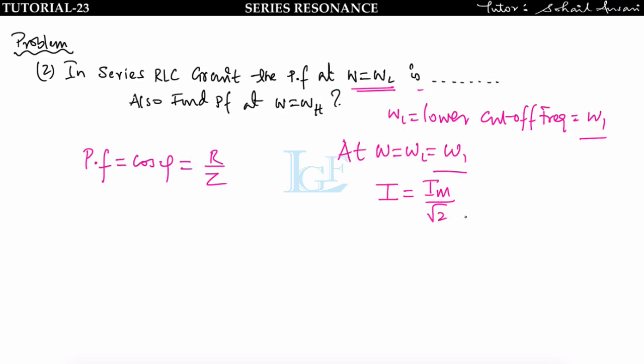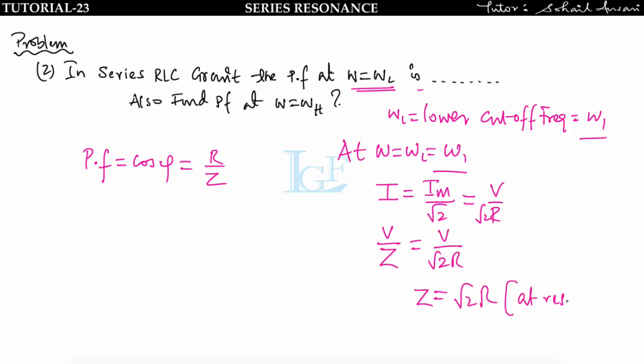Im by root 2, right, which we have seen earlier. At the lower half power frequency, the current we are getting is 1 by root 2 times the maximum current, and at resonance Im is equal to V upon R, right. So it will be V upon root 2R. Now we know that I is equal to V upon Z is equal to V upon root 2R. So finally I will get Z is equal to root 2R at resonance.